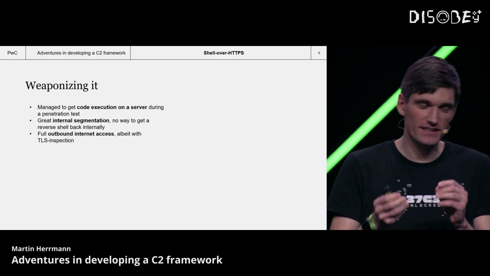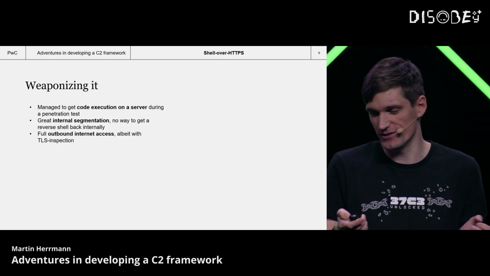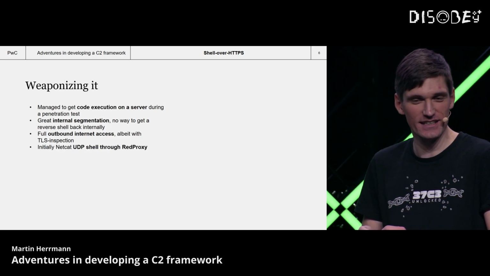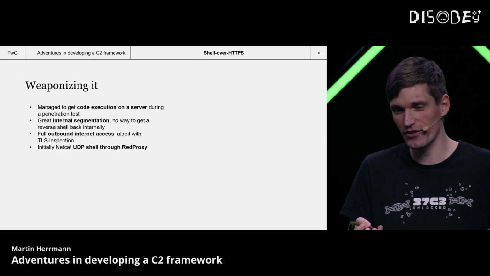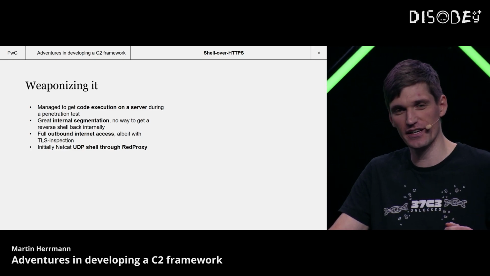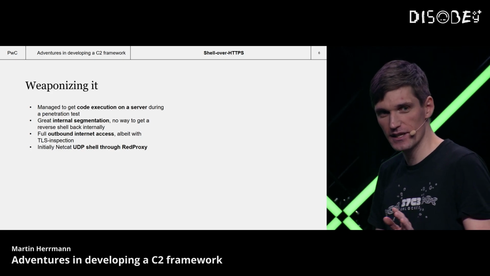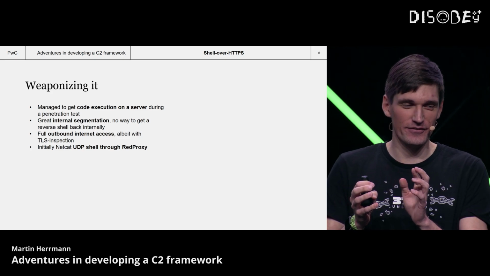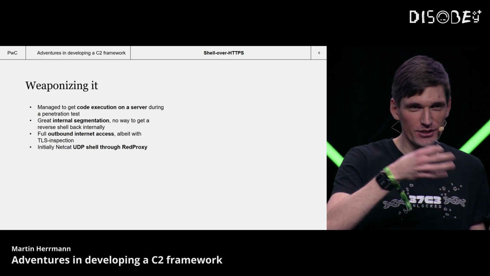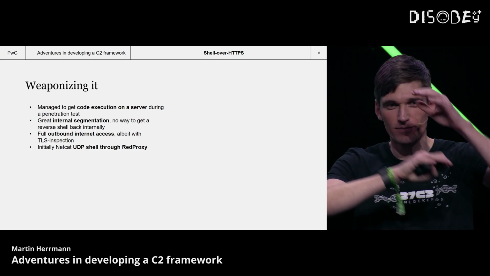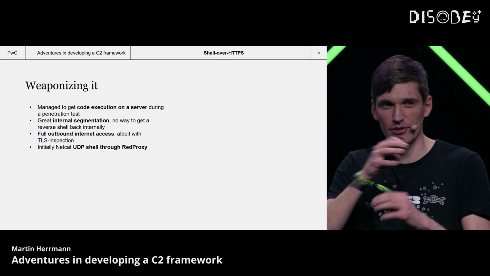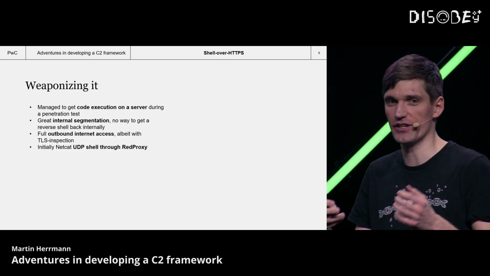Problem is, Red Proxy at this point only supported UDP. So what do? Well, Netcat also supports UDP. So we had a UDP reverse shell through Red Proxy and then out via the internet. It worked. Problem was just that it was very unordered, because again, UDP is unordered traffic. So if you get a shell output and every line is completely out of order, I mean, it works. You can put it back together, but it's not nice.